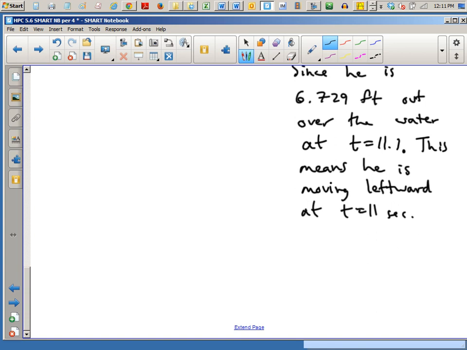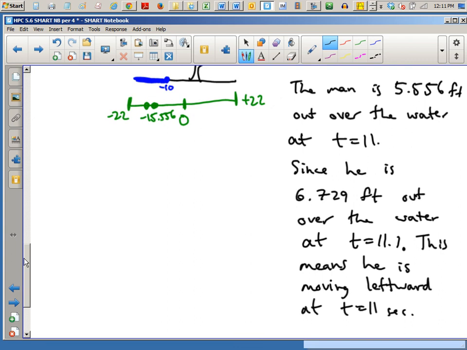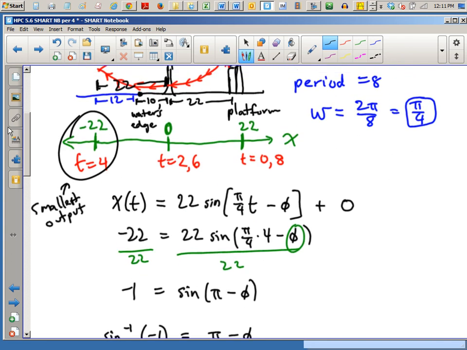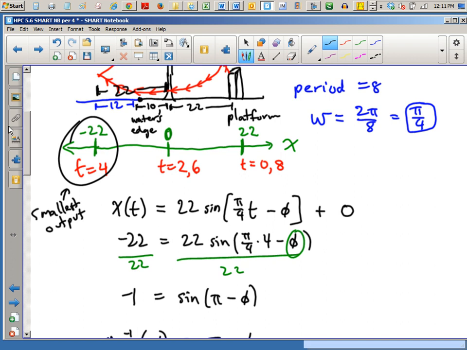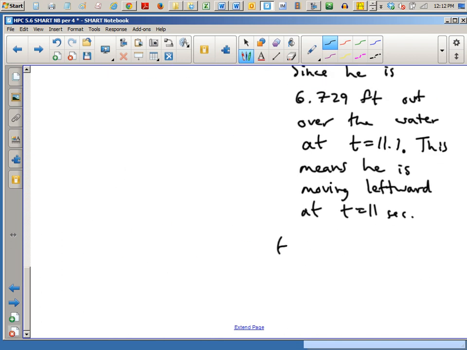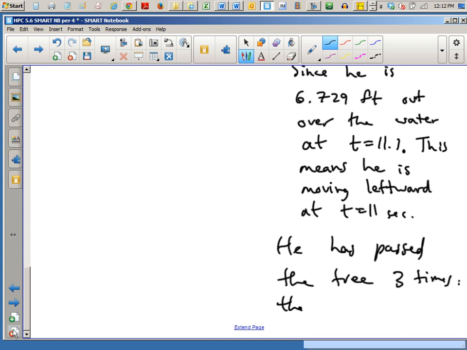And the last question is, how many times has he passed the tree? Well, we actually know the exact times he passed the tree. Remember back in the picture? Going all the way back to the top here. Remember he passed the tree at time 2 seconds. He passed the tree later at time 6 seconds. Doesn't he pass the tree at time 10 seconds also? Okay, so I'll just write that. He has passed the tree 3 times. They are time 2, 6, and 10.